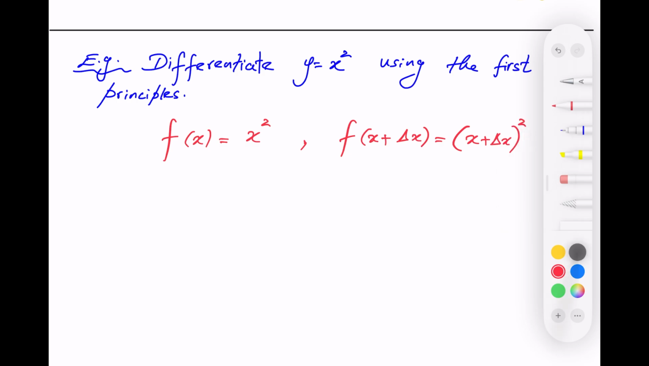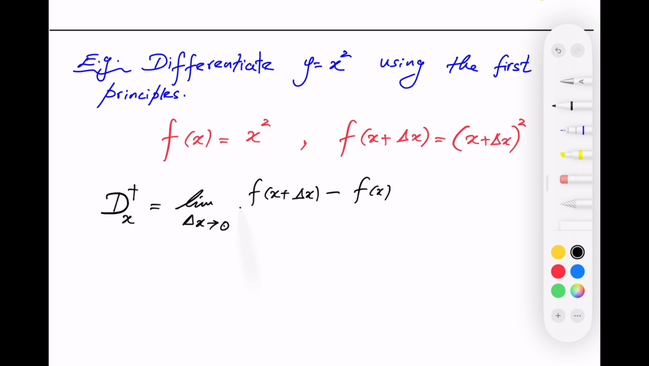Now, we will go ahead and find that differentiation. I will use d plus at x. This equation is equal to the limit as delta x approaches 0. On the numerator, we have f of x plus delta x minus f of x, all of that divided by the denominator, which is just delta x.